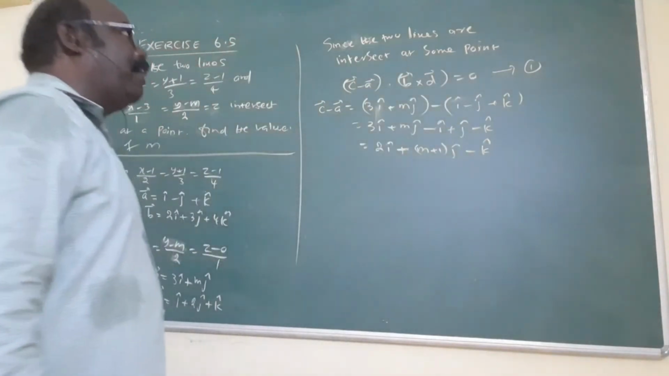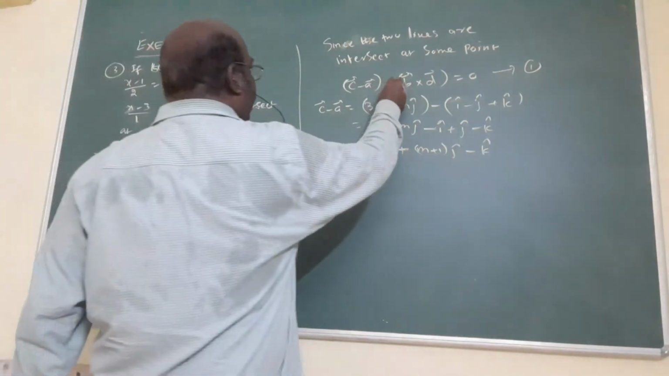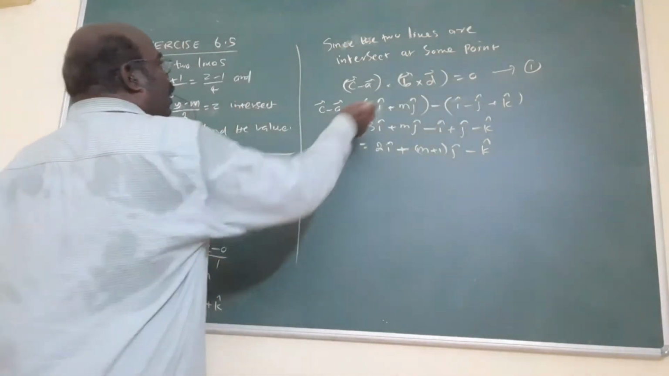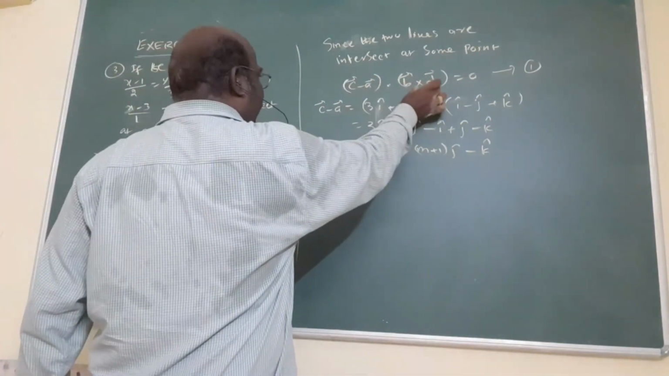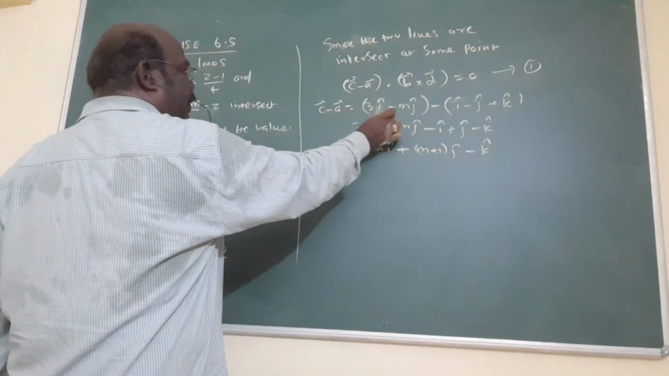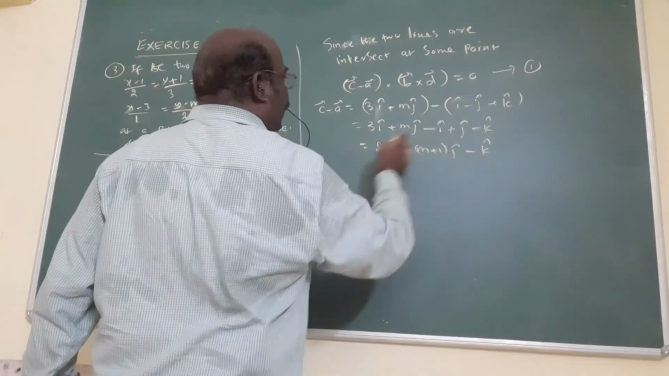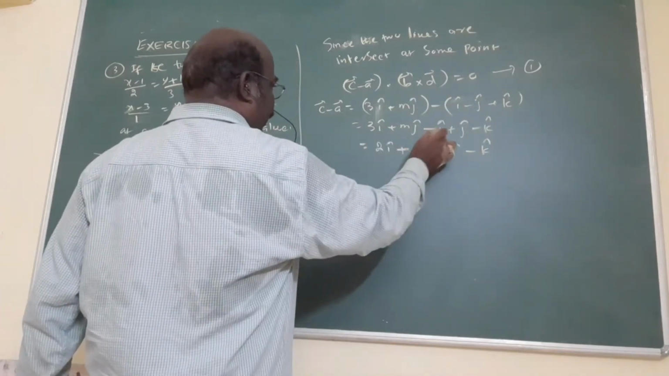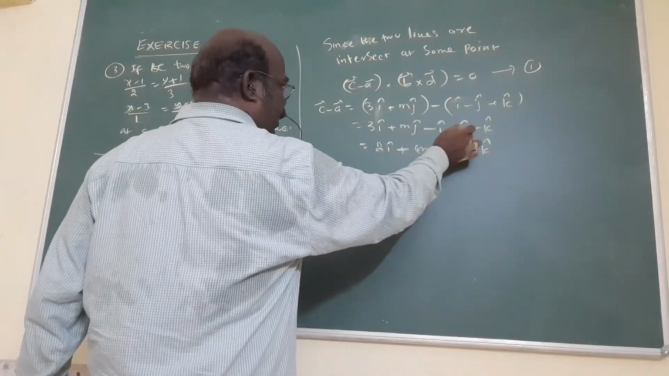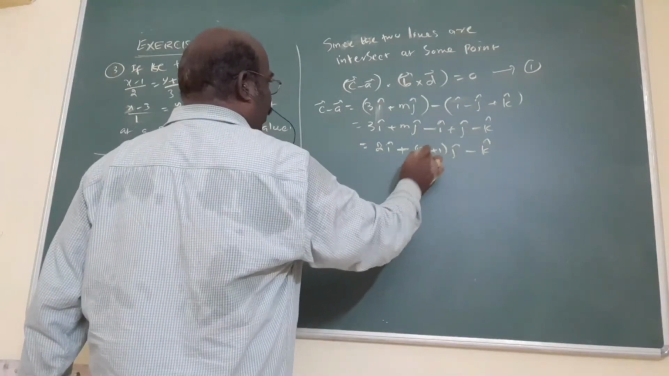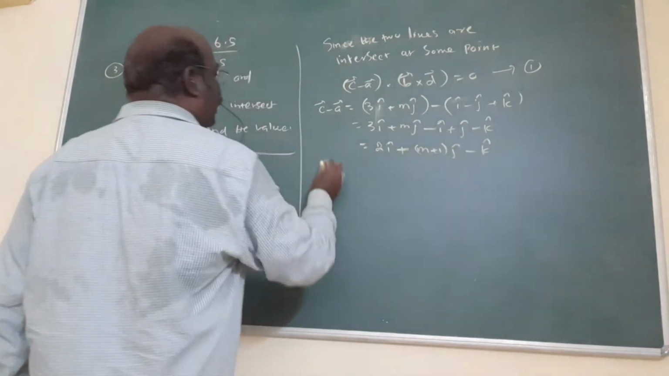Saying the two lines intersect at some point means this is the formula: (C vector minus A vector) dot (B cross C) equals 0. That's why I am writing C minus A, C vector minus A vector. Remove the bracket, multiply the minus, then subtract both: 3i minus i is 2i, m j plus j, j is common, k plus 1. Last one is k vector minus k vector. Then B cross C vector.